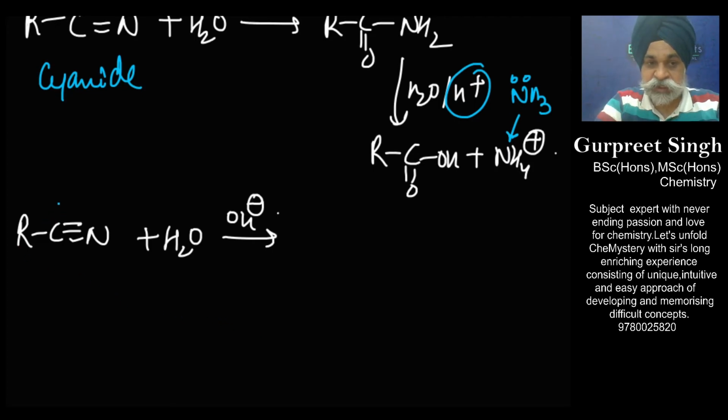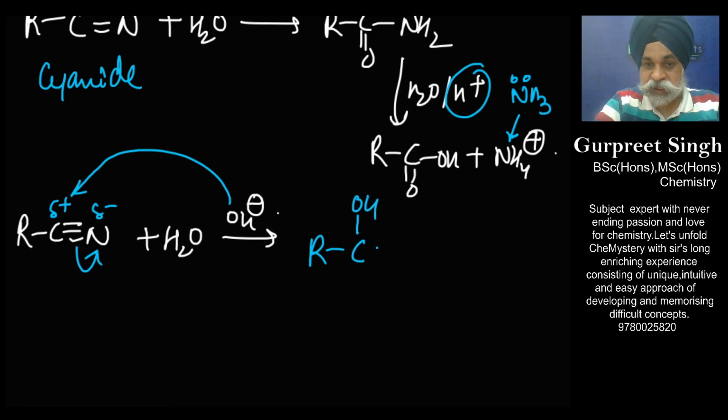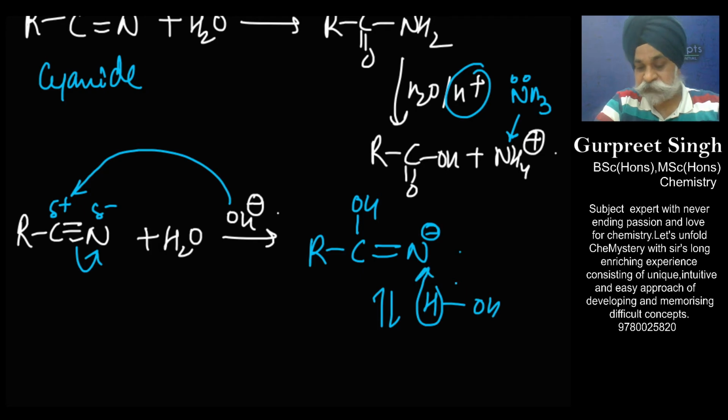Now, what about the basic hydrolysis of cyanides? In the case of basic hydrolysis, this is delta positive, this is delta negative. This OH negative attacks this, resulting in the formation of this sort of a species. So this is nucleophilic addition, and this would get a negative charge. Now, once this gets a negative charge, it abstracts H positive from the water.